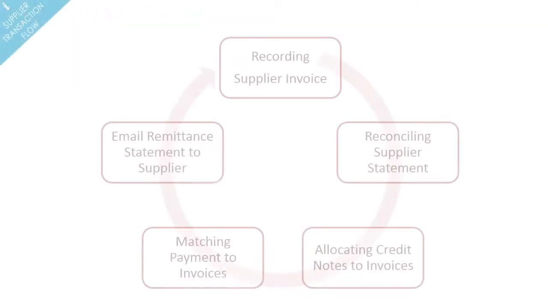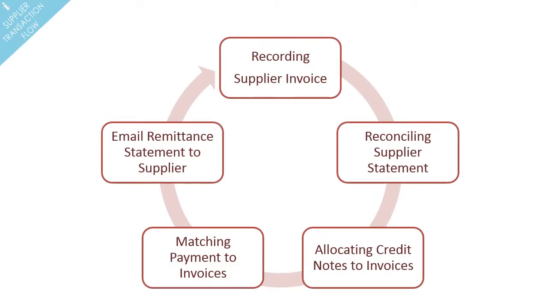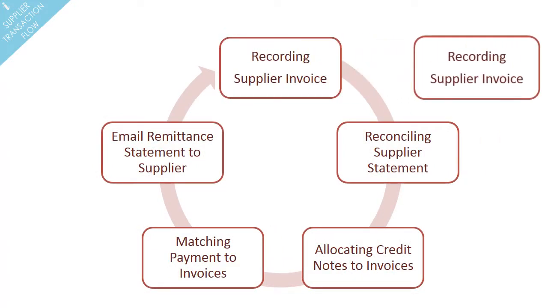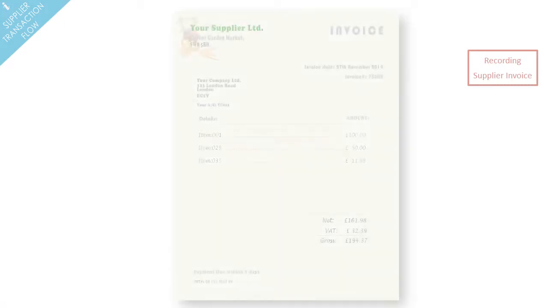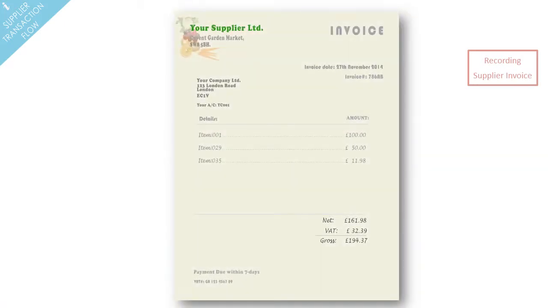The supplier transaction flow system consists of 5 separate steps. The first step is to record the supplier invoice in your Klarmans dashboard. For this step, you will need the invoice from your supplier.